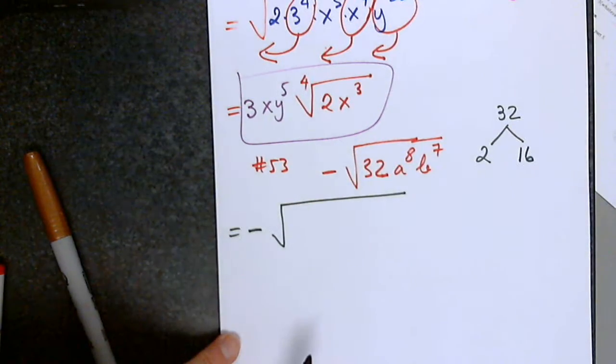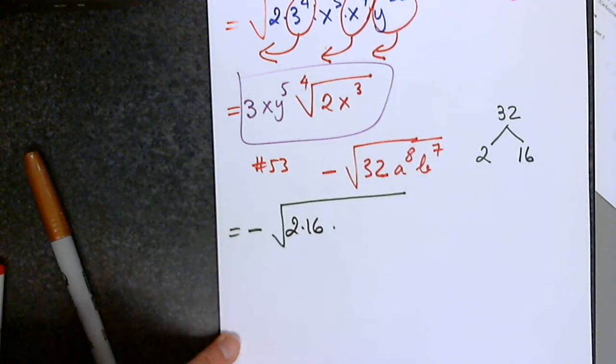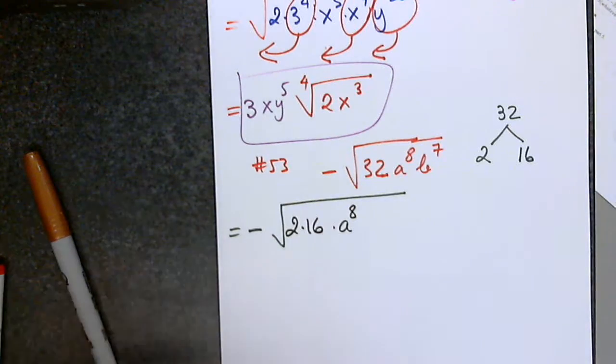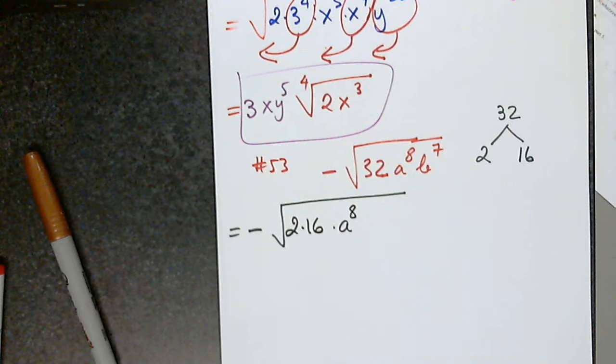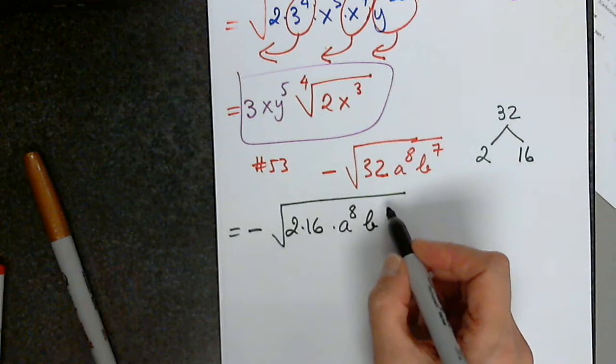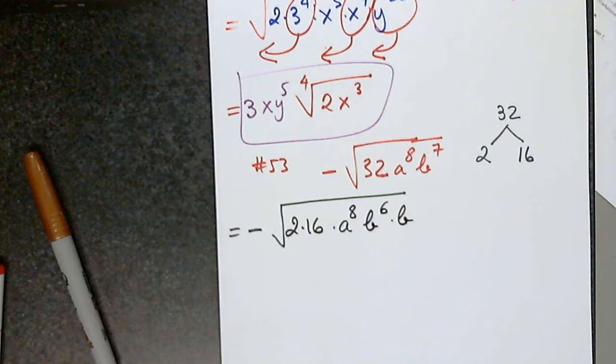So instead of 32, I will be writing 16 times 2, right? And then a to the 8th stays. And how do I split b to the 7th? You cannot say b to the 4th and b cubed, because now the index is not 4. The index is 2. So 7 over 2, no. Go back 1. 6 over 2, yes. So how do I split b to the 7th, knowing that the index is 2? b to the 6th times b, indeed. And now I know what comes out.